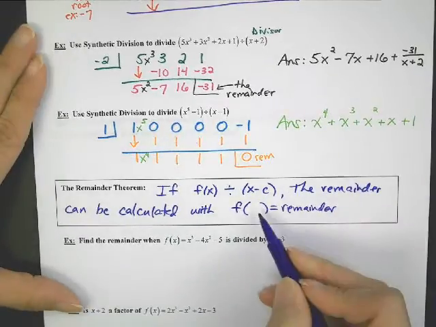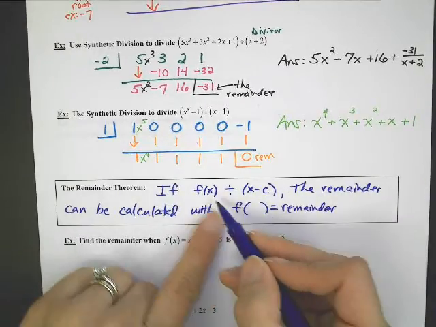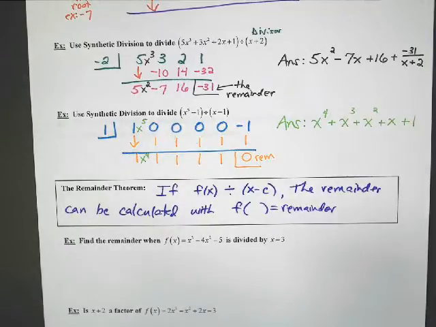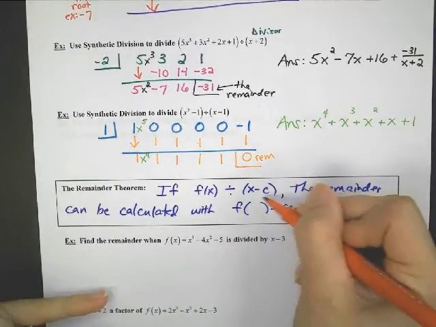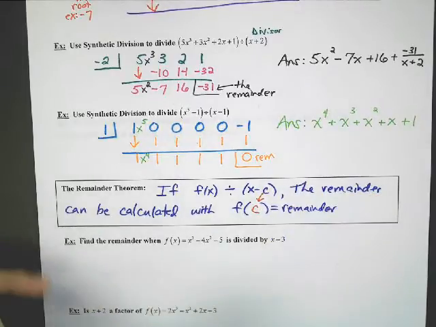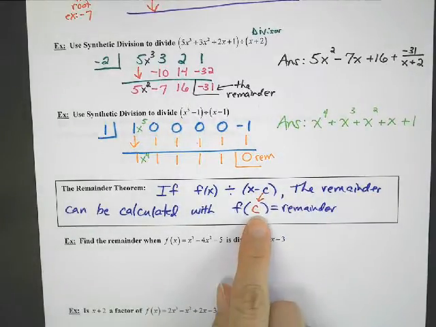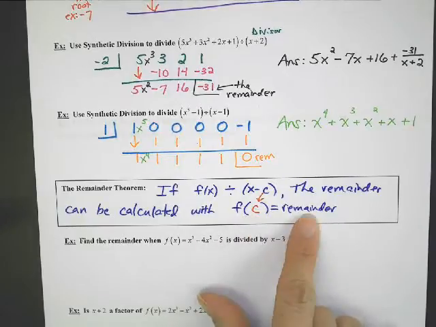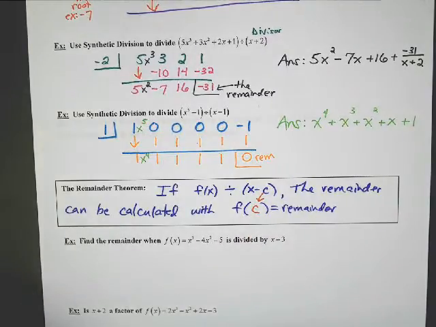So how do you find the remainder? What number do you think you're going to plug into the function? And the answer is the x-intercept, or the 0, or the root. You're going to plug in a c. If you take the root and you plug it into the function, the answer will be the remainder.